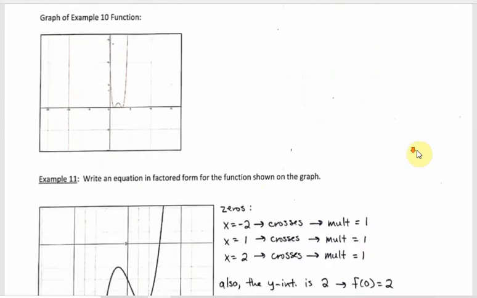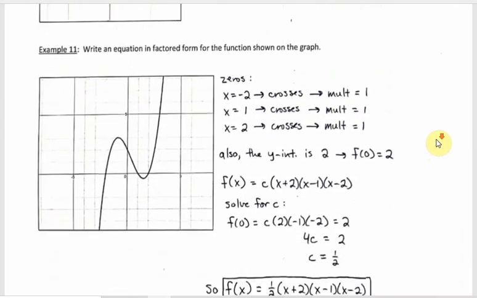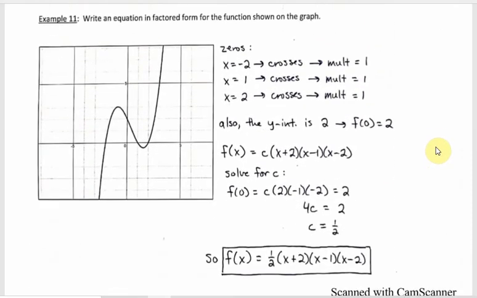And then number 11 at the bottom of the page here, this is one where it's like what's on the last page, but backwards. So instead of here's the function, sketch its graph, it's here's the graph, figure out what the function must be. So if that's our graph, if you look at that, you go, well, it looks like there are 3 zeros. There are 3 points where that's crossing the x-axis. So 1, 2, and then negative 2.